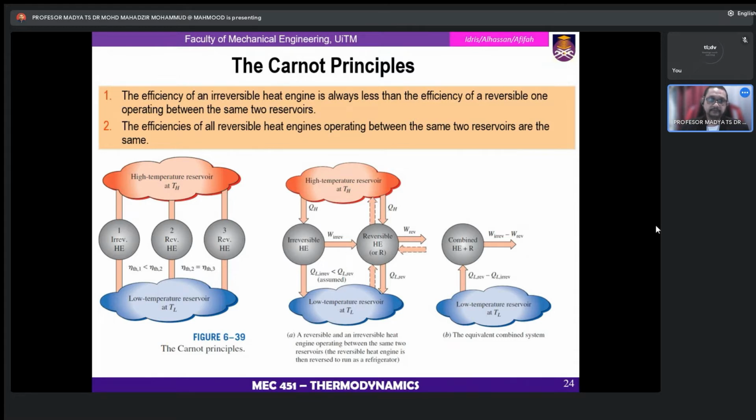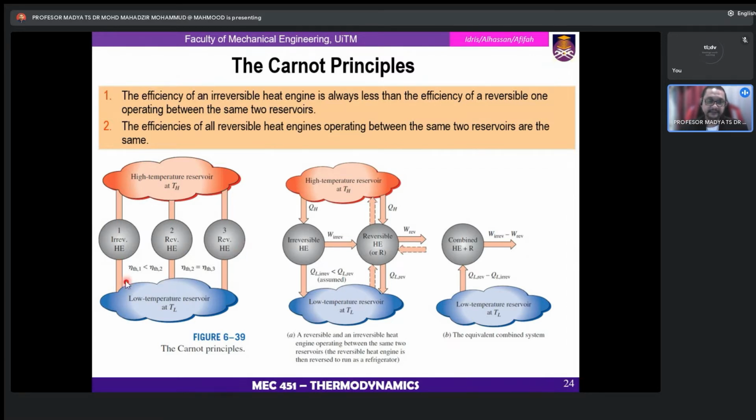As you see in the figures, these are the principles that I have just told you. There are two reservoirs, that means a source and a sink, a high temperature reservoir and a low temperature reservoir. If we look at number one, this one is an irreversible heat engine. This is a reversible heat engine, and this is also a reversible heat engine.